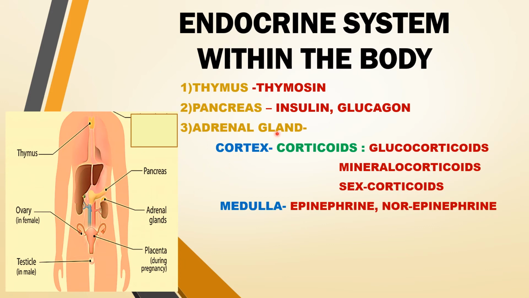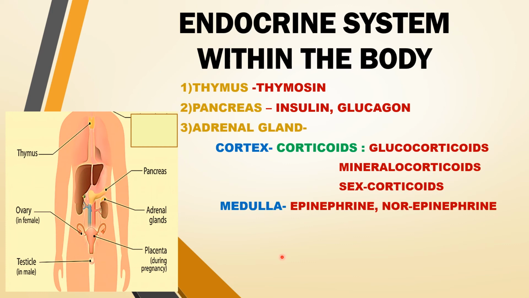So the adrenal gland is situated above the kidney and it has two parts, the adrenal cortex and the adrenal medulla. The adrenal cortex secretes three hormones and these three are collectively known as corticoids. The three hormones are glucocorticoids, which is for the carbohydrate metabolism, the mineralocorticoids, which is for the mineral balance, and the sex corticoids, which is for the maintenance of external sex characters.